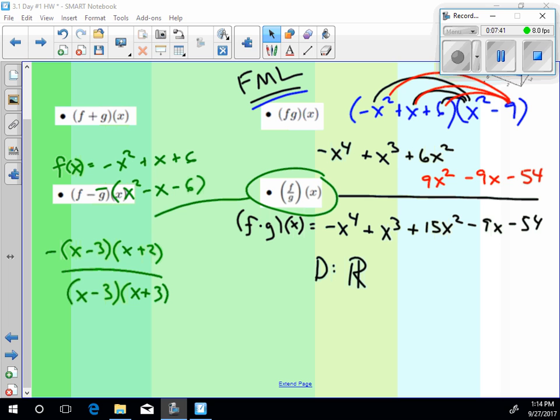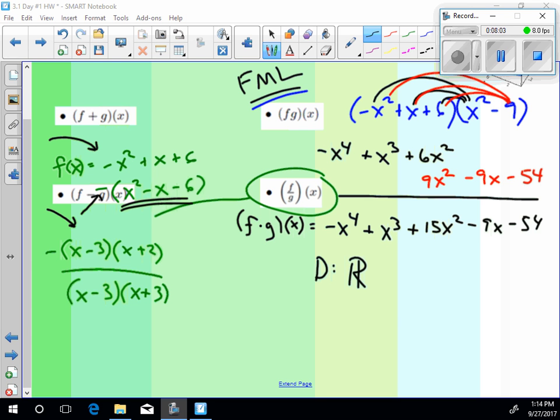Oh, and look at what appeared here. f of x is negative x squared plus x plus 6. I factor out a negative symbol, and I'm going to factor this thing. If I factor that, I get x minus 3, x plus 2, and I brought that negative symbol out.